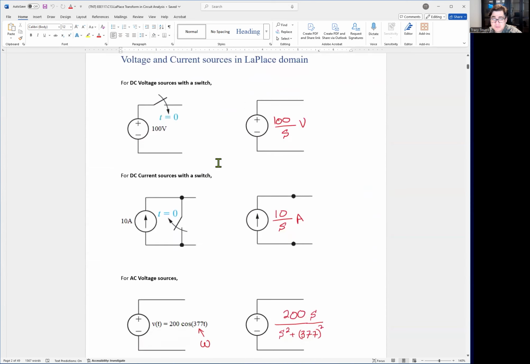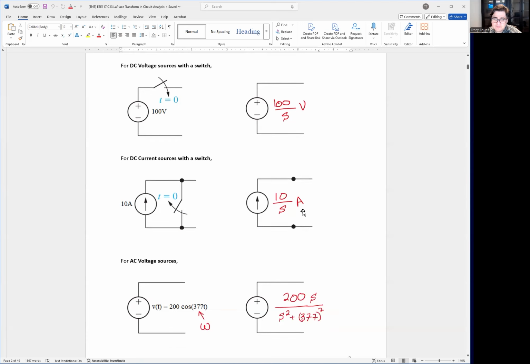First thing we're going to talk about is doing the conversion. So we have a DC voltage source of 100 volts with a switch. This converts to 100 divided by S, where the divide by S is a step function to represent the switch. So you literally just take the voltage, swap it over, divide by S, and this is your Laplace domain voltage source. Current source, very similar. You take the switch out and just put divide by S to represent the switch turning on. So you have a current of 100 divided by S as a current source for the Laplace domain.